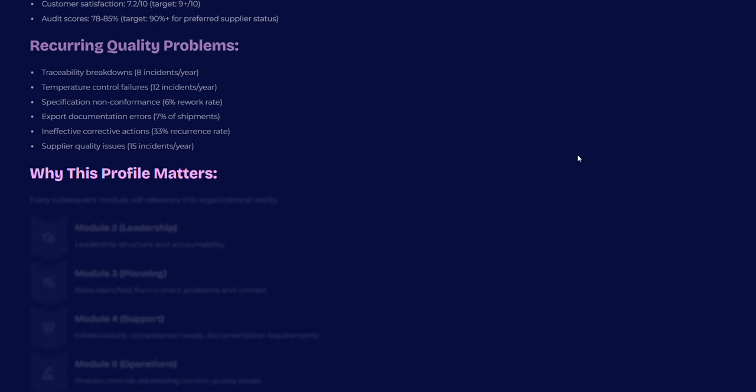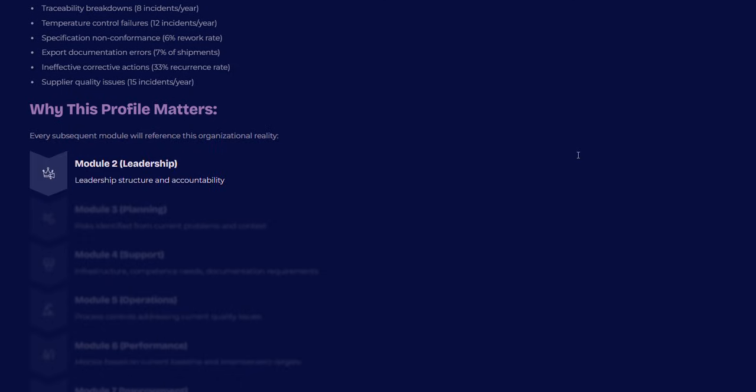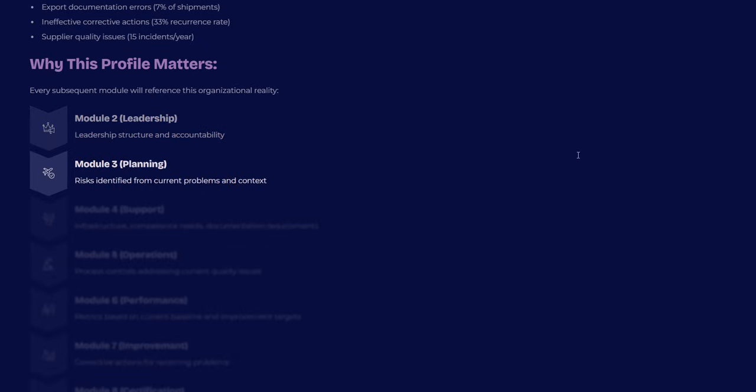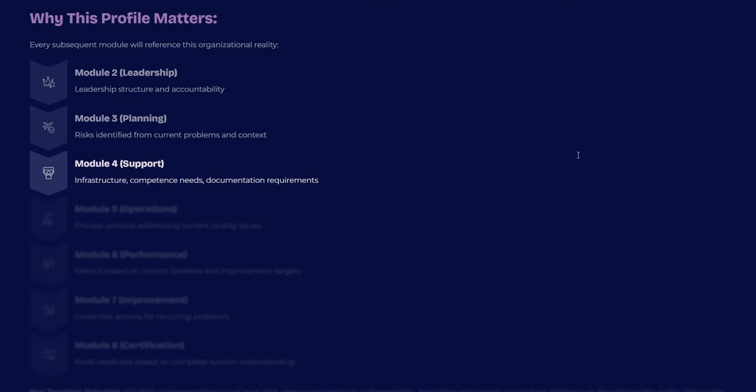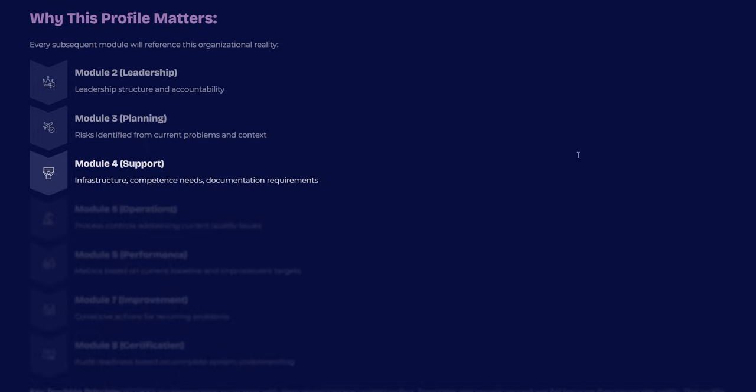We also discuss why this profile matters. Every subsequent model will reference this organization's reality. So now we will move to Model 2, leadership. We will discuss leadership structure and accountability. Also, Model 3 planning, risk identification from current problems and contexts. And then we will discuss Model 4, support, infrastructure, competence needs, document requirements.